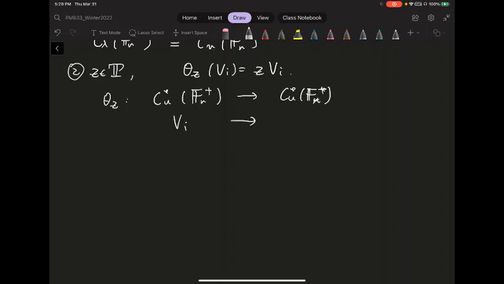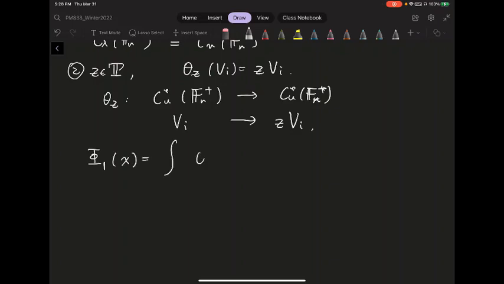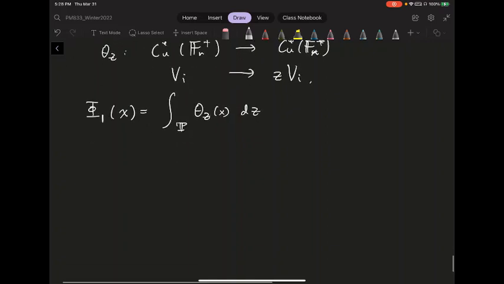You twist each basic isometry by this v_i. So you do the same trick. You integrate it over the unit circle. Let's call it phi one. So let's say phi one of x is the integral of this theta z of x, dz over the unit circle, and you normalize it so that it integrates to one. All right. So this one is going to be a conditional expectation.